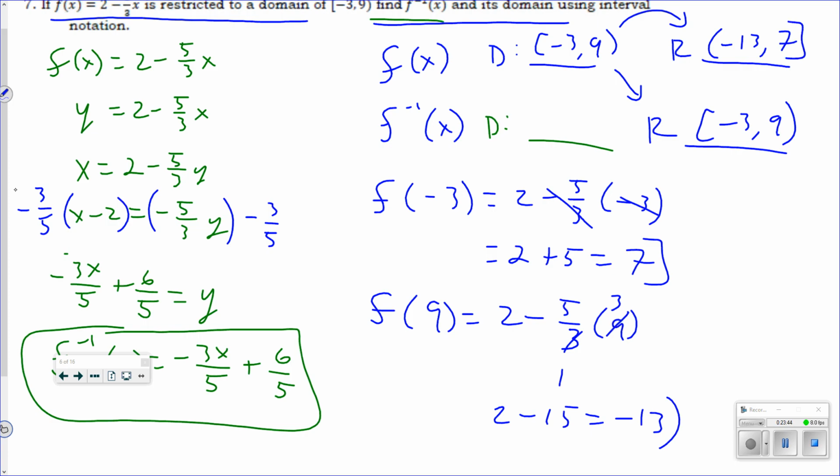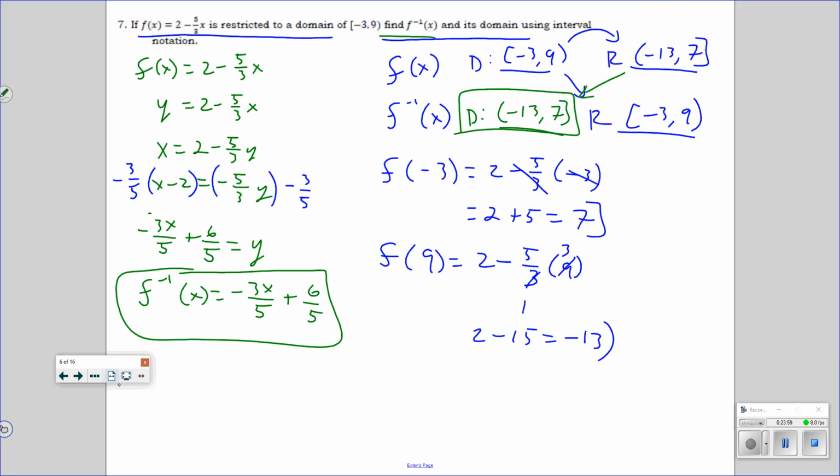And then from there, because the range of f of x is the domain of the inverse, remember x's and y's flip, I can move this right over here to get my final answer of (-13, 7]. And that's how you do that. Very similar to problem, I think it was like 4 or something, I forgot what it was. Very similar, same type of problems, different numbers.